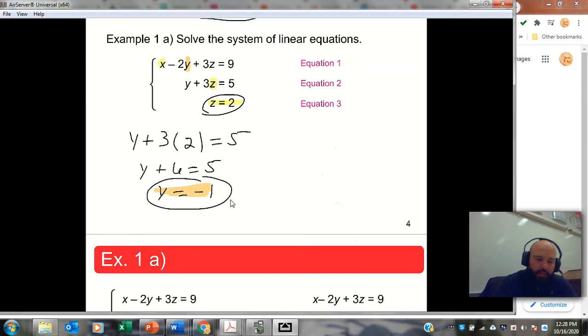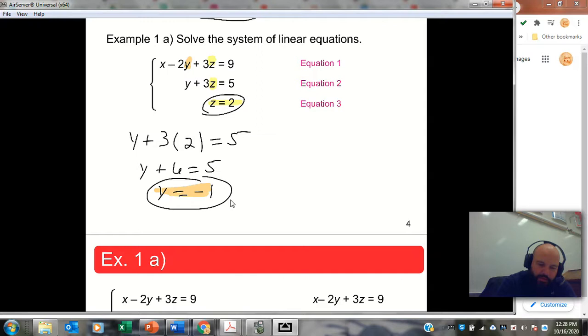Okay, so now that we know what z is, you can see z is 2, and y is negative 1, we can then substitute those back in for the z and the y variable in the first equation. So I'm going to highlight z right here, which is 2, and then I'm going to highlight the y right here, which is going to be negative 1.